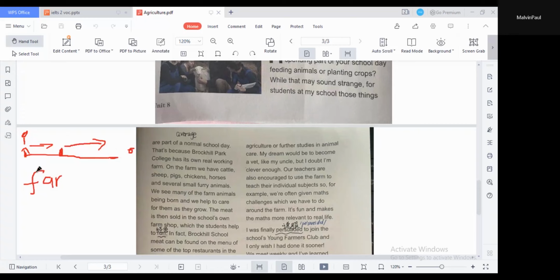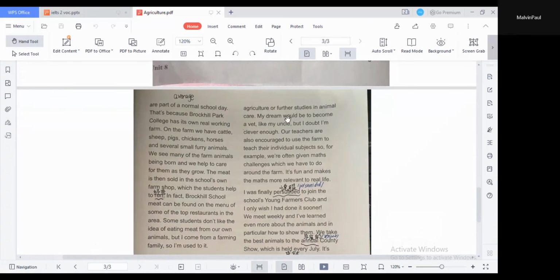So further means going a step ahead. When we're saying further studies, we're talking about a step more in education. After you finish primary, you want to further your education and go to secondary. After finishing secondary, you go another step with your education to the university. Further is to go another step or another stage. All right, so let's continue.